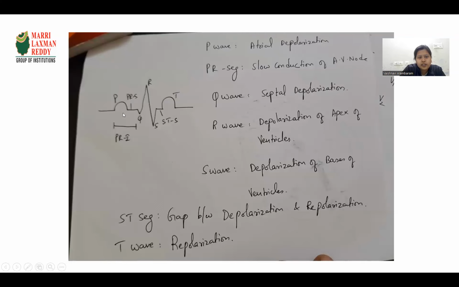The PR segment is the isoelectric line after the P wave. You can see the difference between the PR interval and the PR segment. The PR interval includes the onset of the P wave as well as the isoelectric line, that is your PR segment. But your PR segment is only the isoelectric line. So the PR segment is the slow conductivity of the AV node.